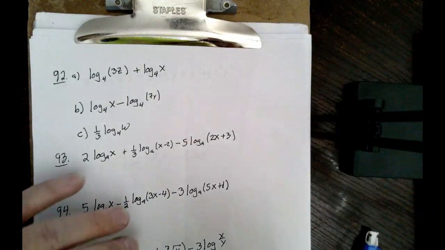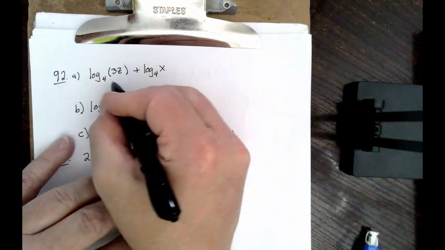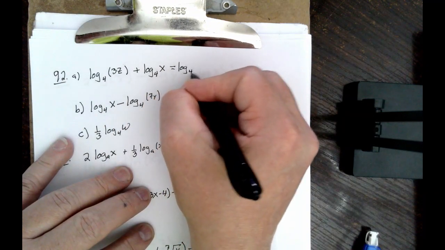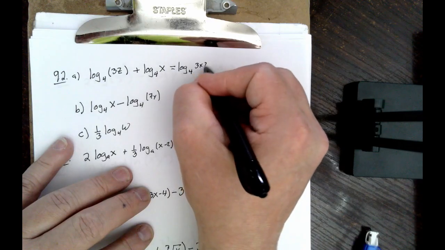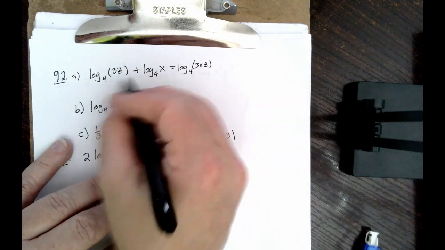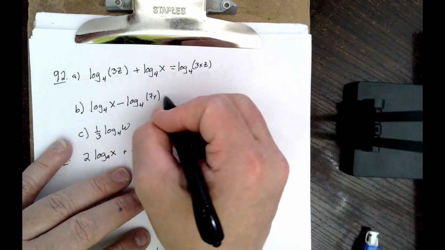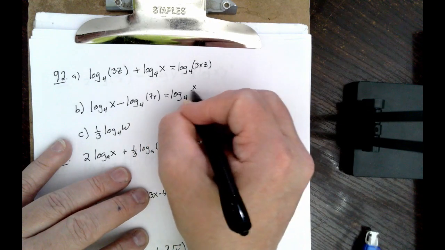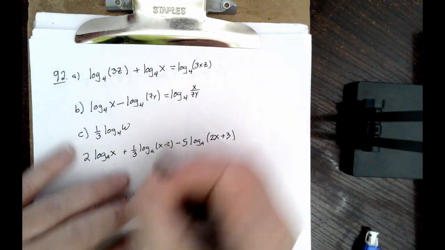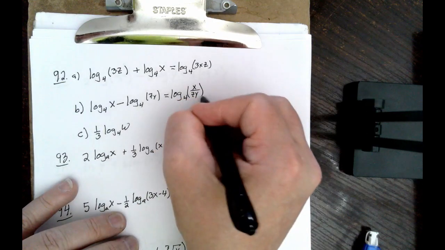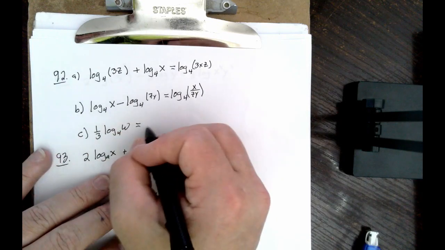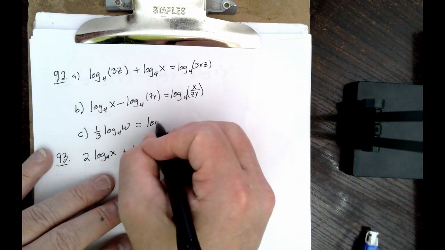So let's continue on with the rest of section F. We're combining these two and we get log base 4 of 3xz. Addition becomes multiplication. Here subtraction becomes division. And the 1/3 out front becomes 1/3 power, which is really cube root.